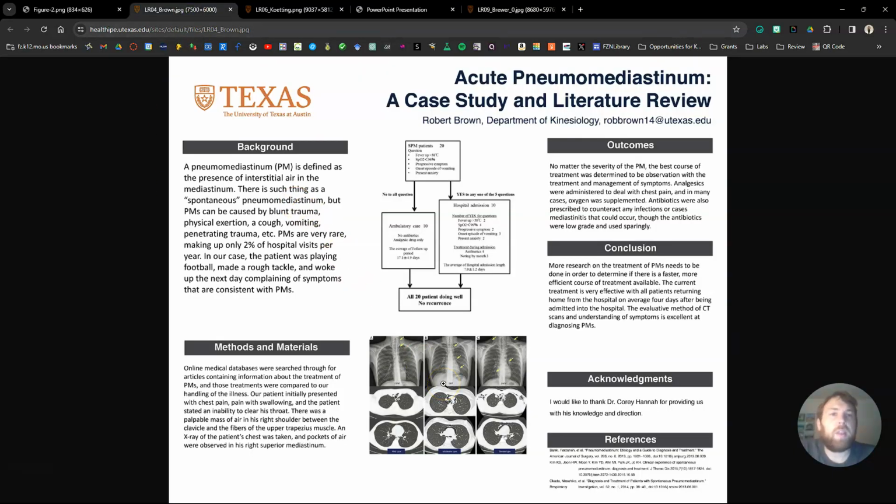Here is one dealing with acute pneumomediastinum, where individuals have a heart condition caused by blunt trauma and physical exertion. You can see that they have a background here, and they have a methods and material section. If you spend time reading this methods section, it's going to tell you that all they did was look at x-rays, particularly this one x-ray of one patient.